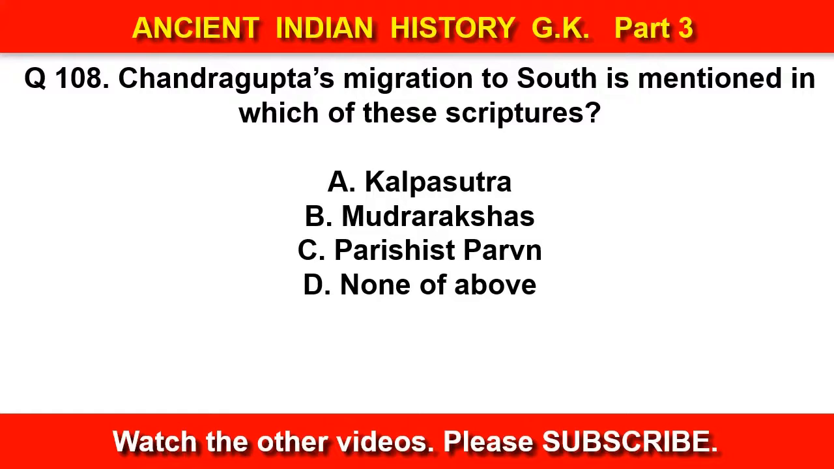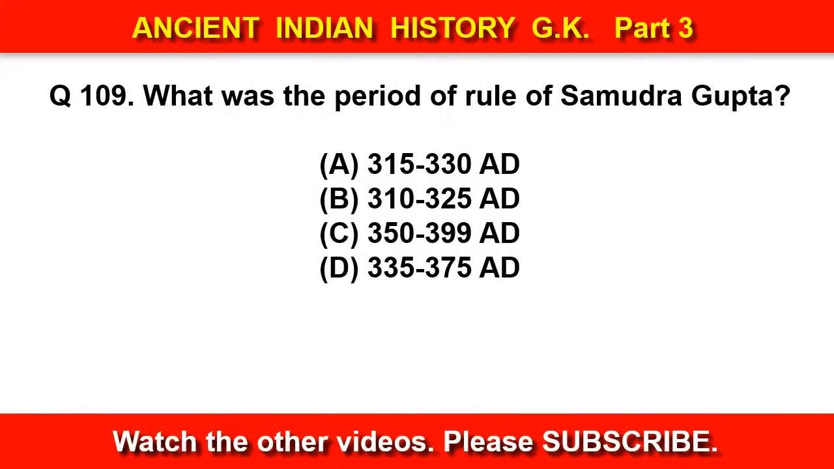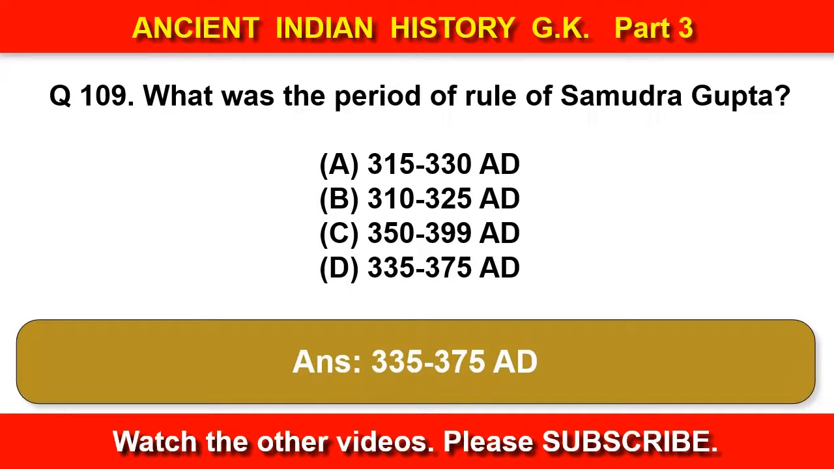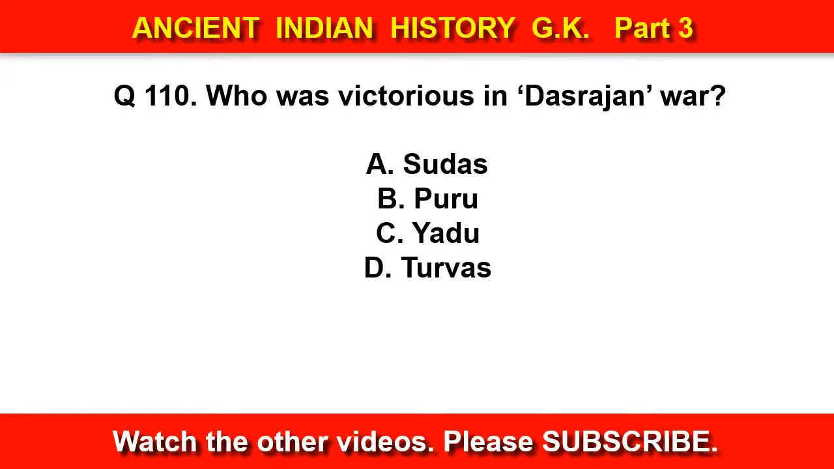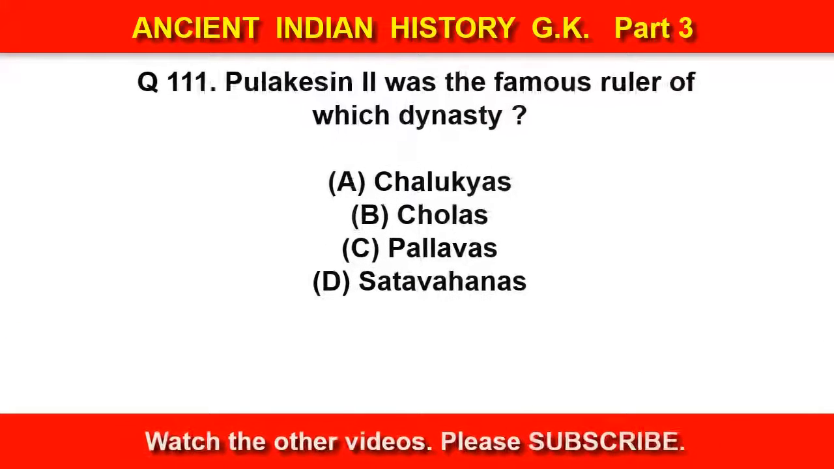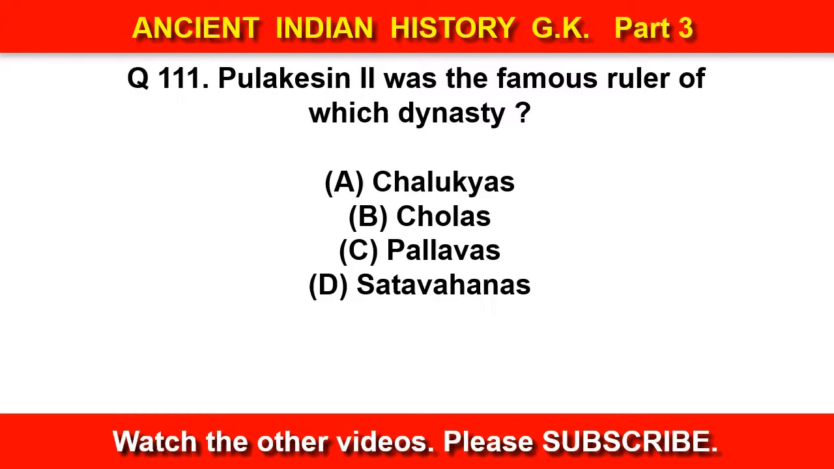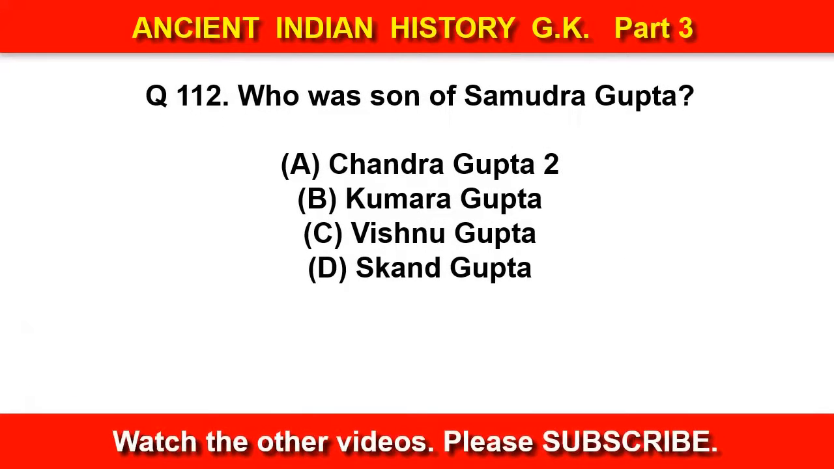Chandragupta's migration to south is mentioned in which of these scriptures? Kalpasutra. What was the period of rule of Samudragupta? (335–375 AD). Who was victorious in Dasarajan War? Sudas. Pulkesin II was the famous ruler of which dynasty? Chalukyas. Who was the son of Samudragupta? Chandragupta II.